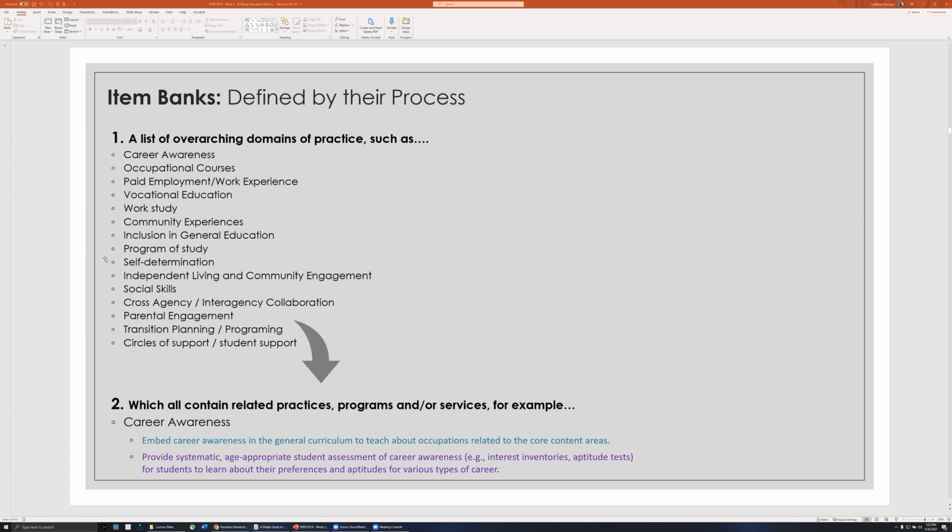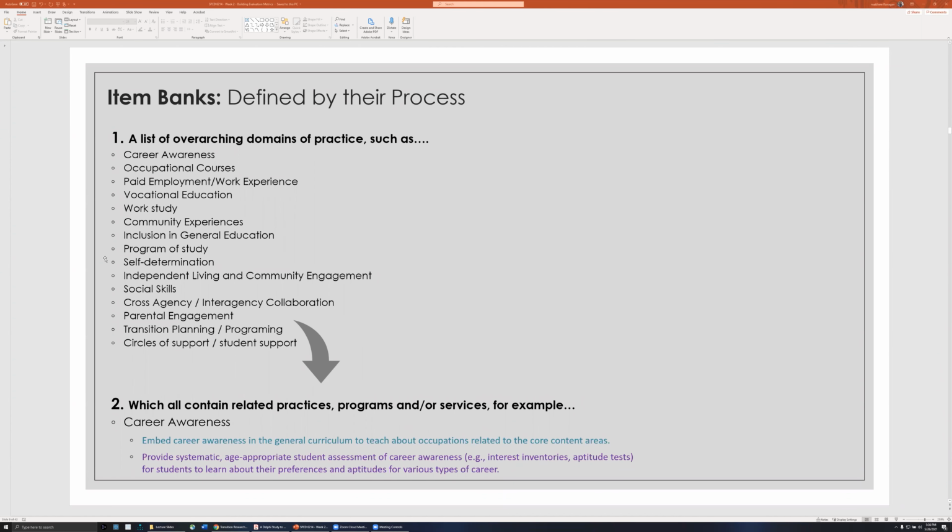So career awareness, there are practices, programs, and services within that bucket. Each of these contains sub-practices. So I have an example here. If we take career awareness, 2 examples of related practices, programs, and services are embedded career awareness in the general curriculum to teach about occupations, integrated into core content areas, of course, if it's built into the general curriculum, and also providing systematic age-appropriate transition assessments, student assessment, for career awareness.